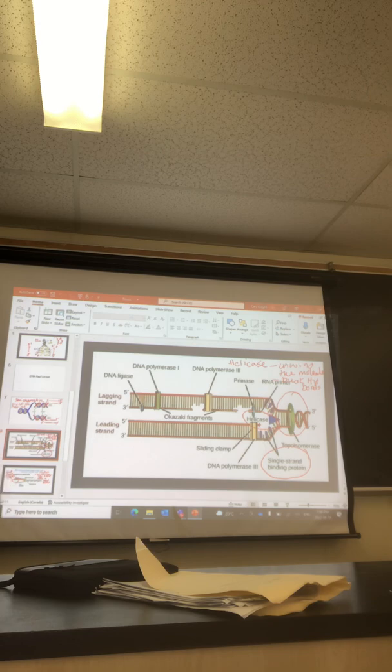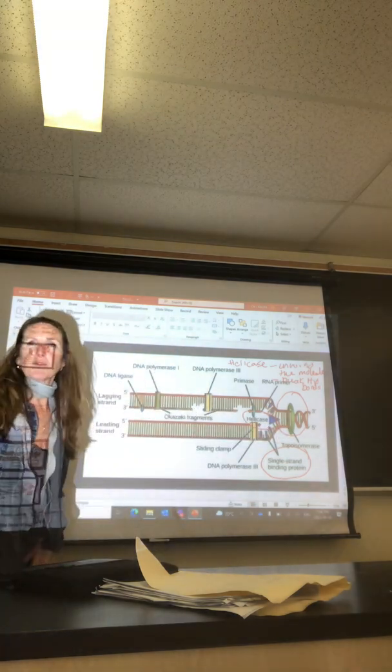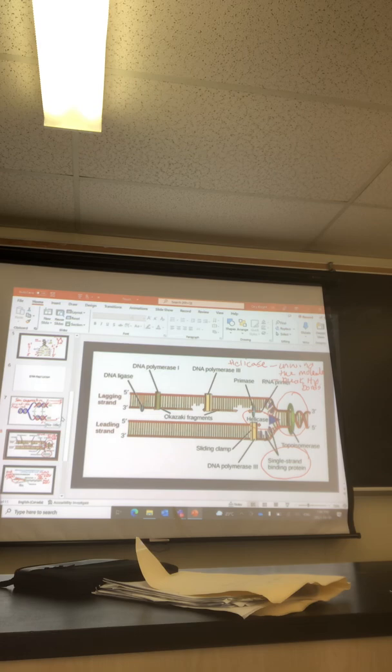So helicase is unwinding. What is this one doing here again? Topoisomerase breaks back. It prevents supercoiling, which means it stops it from over-twisting and snapping, right? Which one was the one that stops them from snapping?